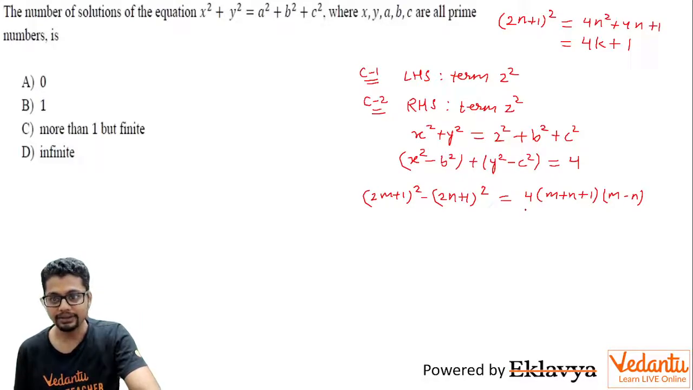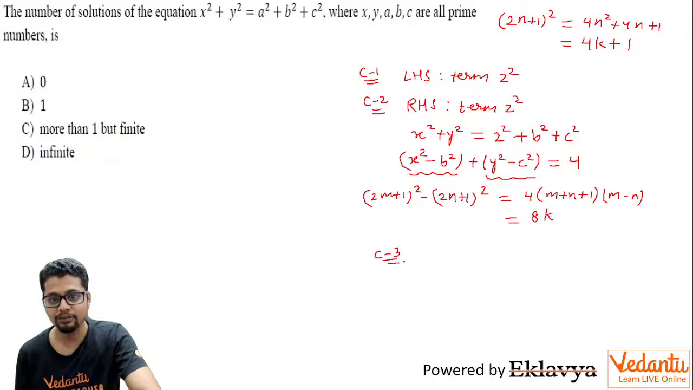The point is, since one of these two factors, m plus n plus 1 or m minus n, would be even, effectively this whole expression, 4 times (m plus n plus 1) multiplied by (m minus n), is a multiple of 8. And that's what I'm trying to say: x square minus b square would be a multiple of 8, y square minus c square would be a multiple of 8. So the left hand side is a multiple of 8, but the right hand side is not. So even in case 2 we are not getting any solution.